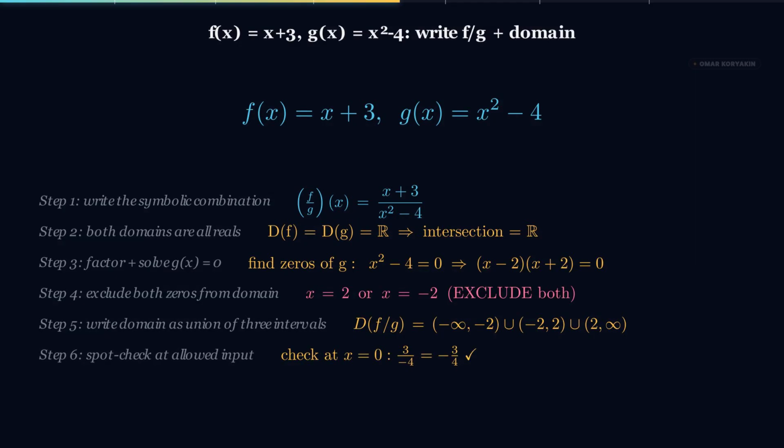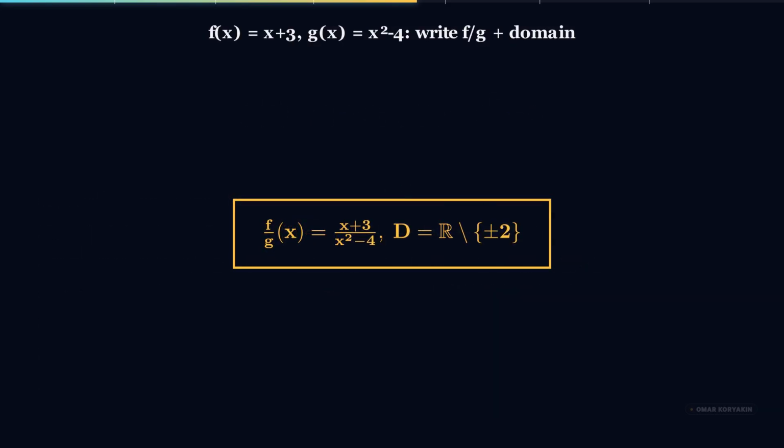Step 6. Sanity check at an excluded input. At x equals 2, f over g of 2 would be 5 over 0, which is undefined. So x equals 2 is correctly excluded from the domain. Same at x equals negative 2: f over g of negative 2 would be 1 over 0, also undefined. Domain restrictions correctly identified. So the symbolic rule is x plus 3 over x squared minus 4, and the domain is the union of negative infinity to negative 2, negative 2 to 2, and 2 to positive infinity.